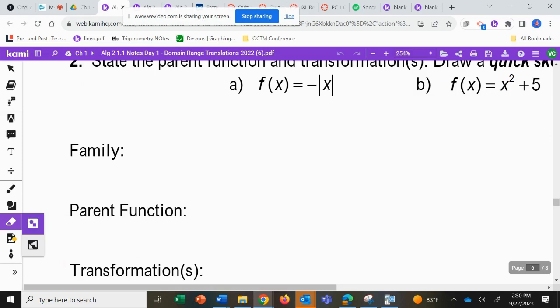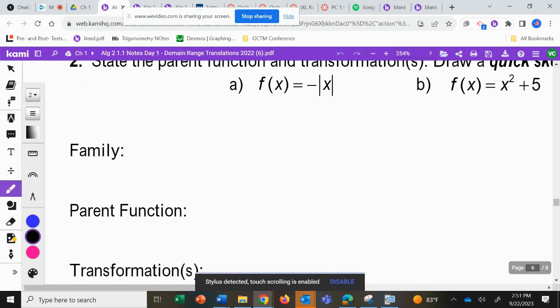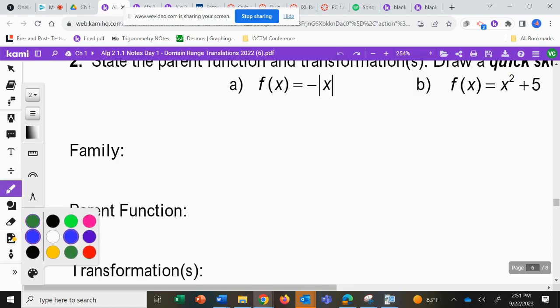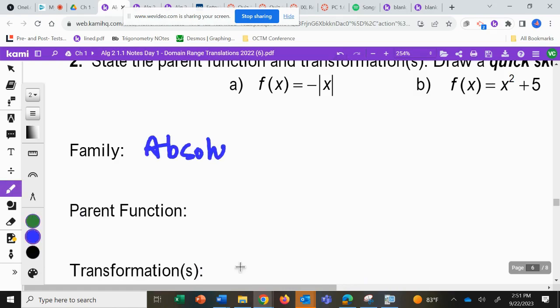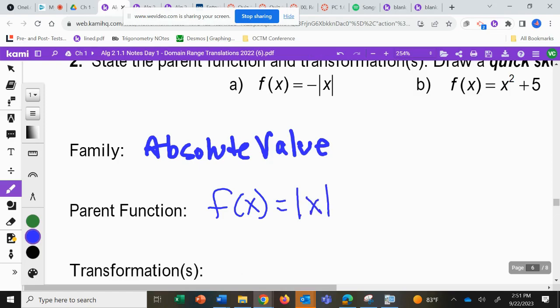The very first thing we have is question A. F of x equals negative absolute value of x. What family does that belong to? I said the word already. Absolute value. Now, the parent function for absolute value is just f of x equals absolute value of x. Nothing has been done to it. No multiplication, no extra numbers, no adding, subtracting, nothing. It's just that.